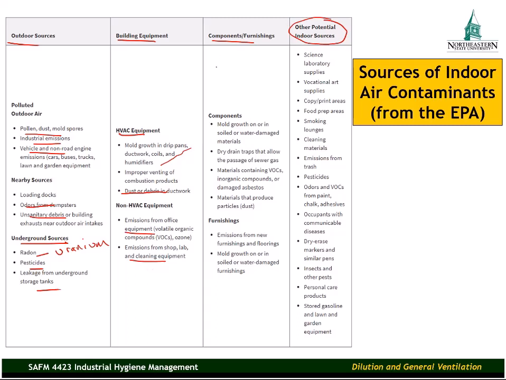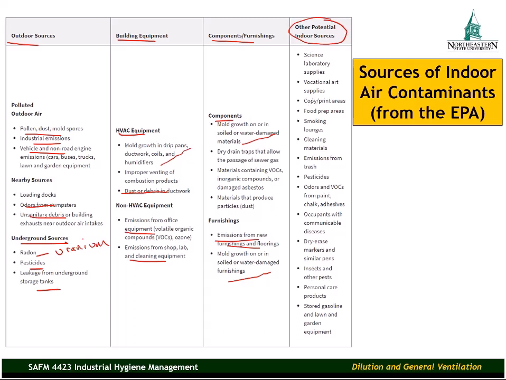Then we've talked a little bit about this already. Furniture, emissions from new furnishings and floorings. Mold growth is always a concern where you have high humidities. Anywhere you have high humidities, you run the risk of having mold growth. Some mold is fine, is safe. Some mold can be a health hazard for humans. Some humans are going to be more sensitive to the mold than other humans. But again, there's a whole long list of possible sources of indoor air contaminants.